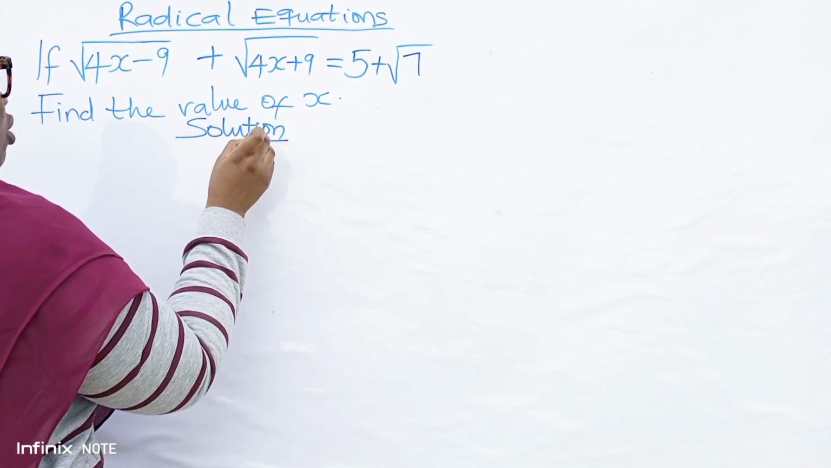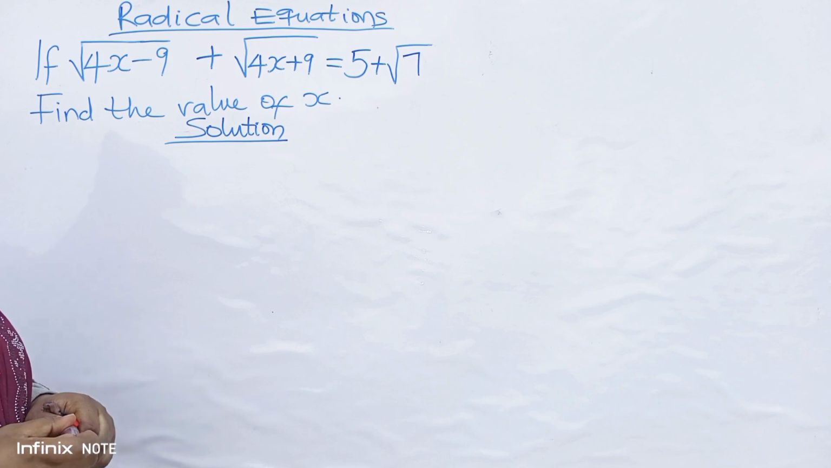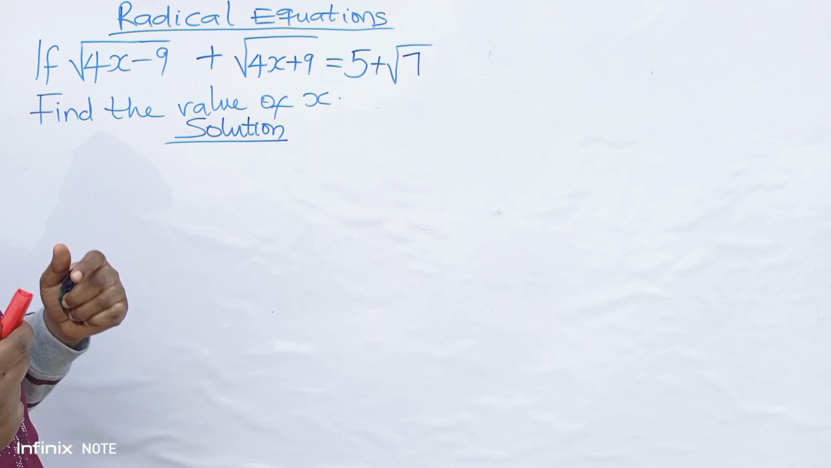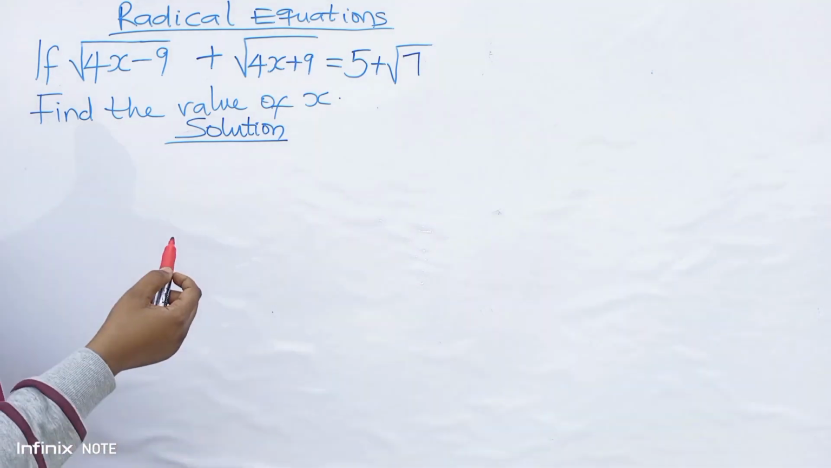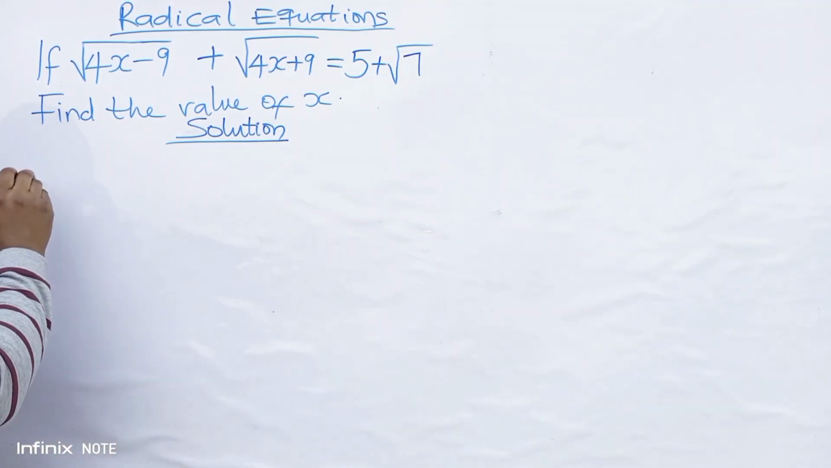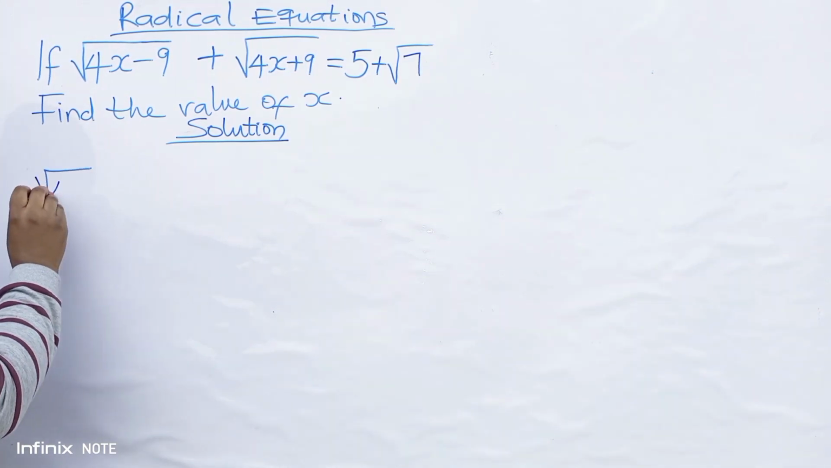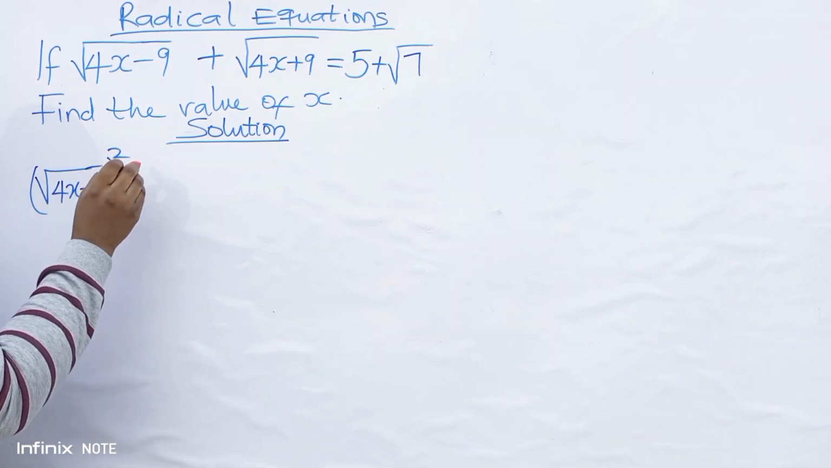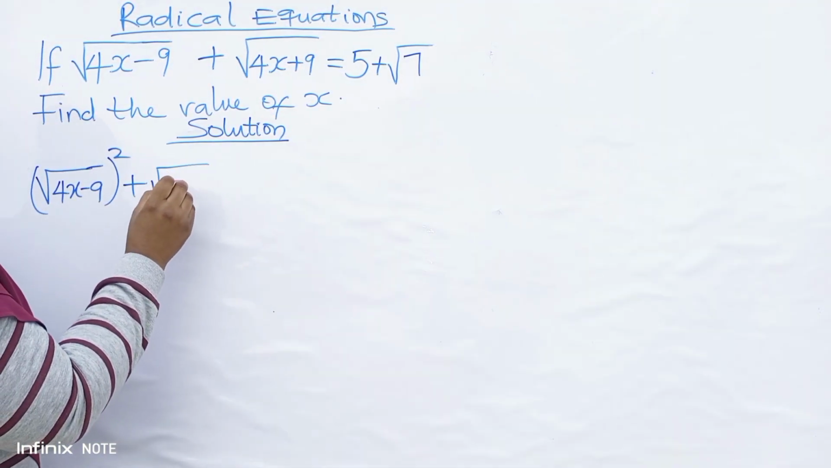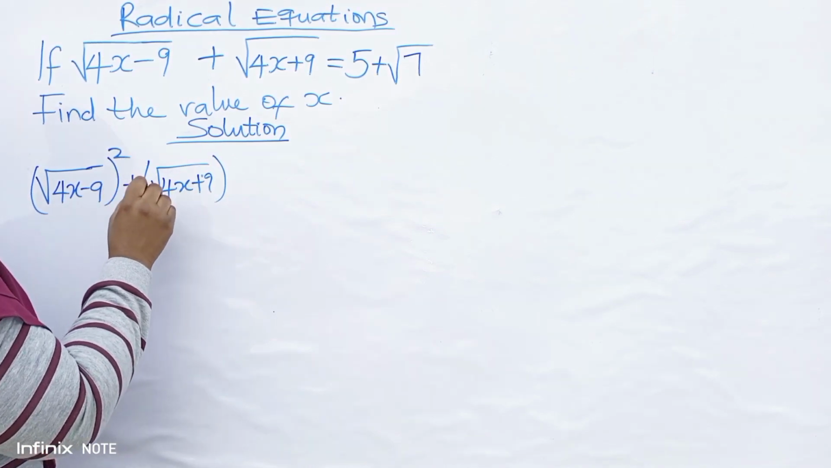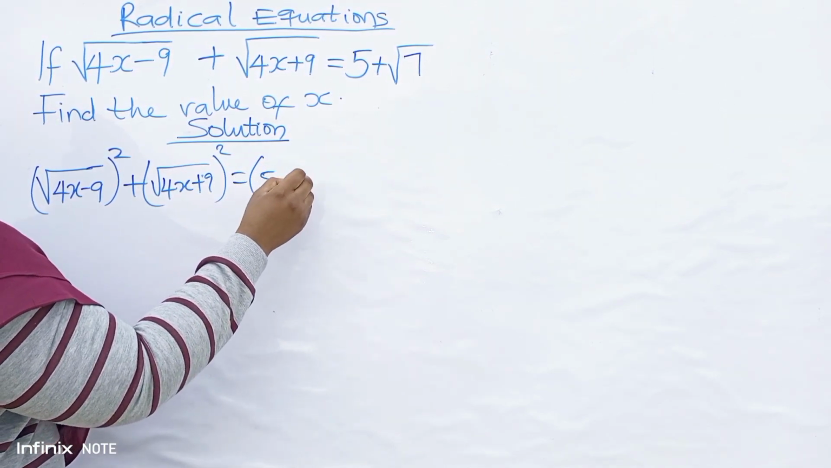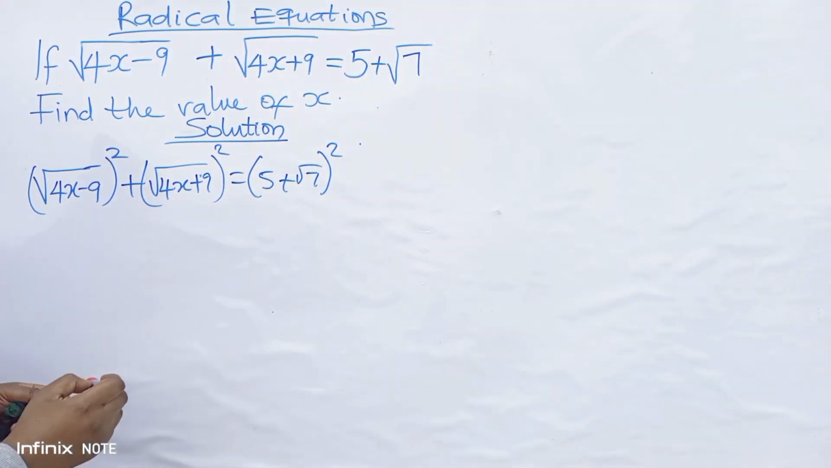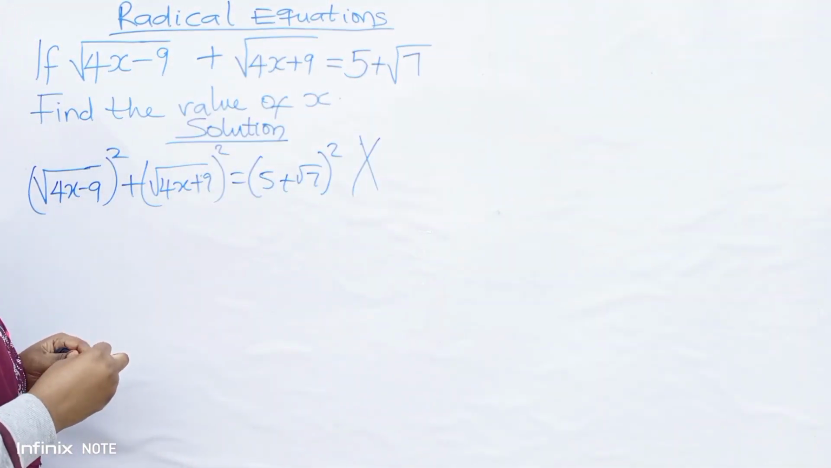If you see this kind of question, the first thing that you are going to do is to square both sides. And you have to be careful, because I've seen many students, if they want to square this equation, they do it like this: 4x minus 9, they square this side, plus 4x plus 9, they square this side, is equal to 5 plus root 7, you now square it. This is wrong. This is totally wrong. So you have to be careful.